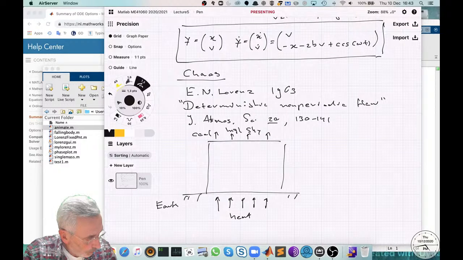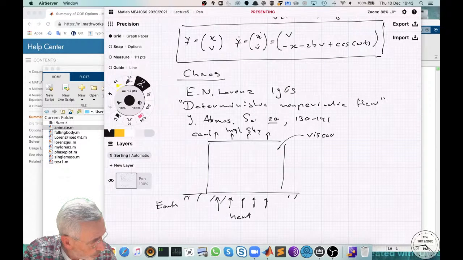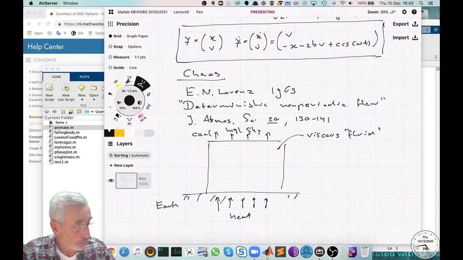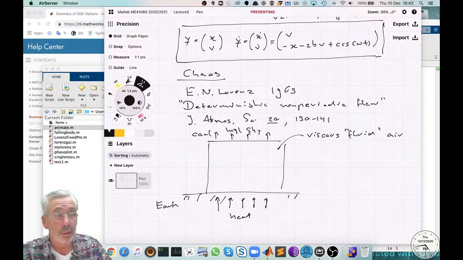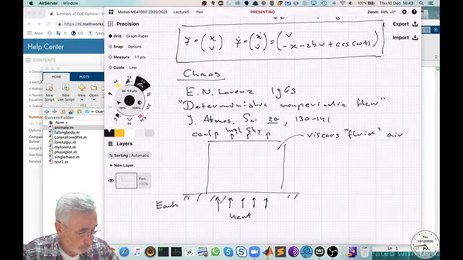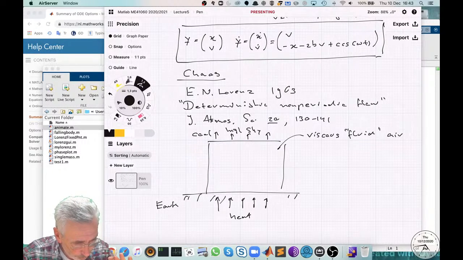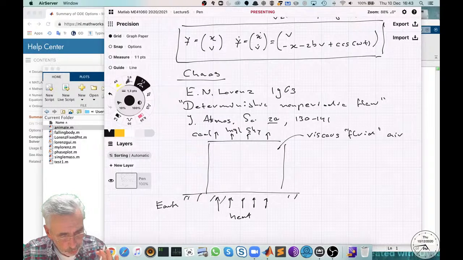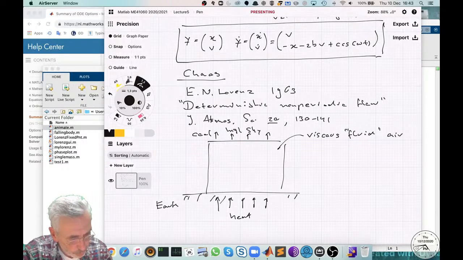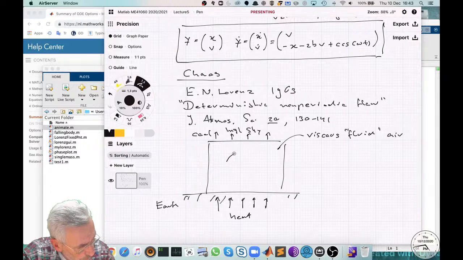Okay, and then what do we have here? We have a viscous fluid. Well, fluid, I mean, yeah, it's air, right? But it's viscous, and you have to heat it or exert forces on it to get it moving. And what do we get? We get a circulation here. So we get that air is coming up and going down.